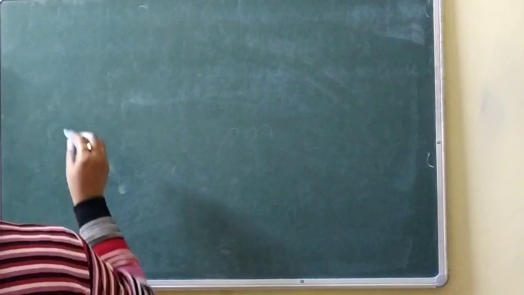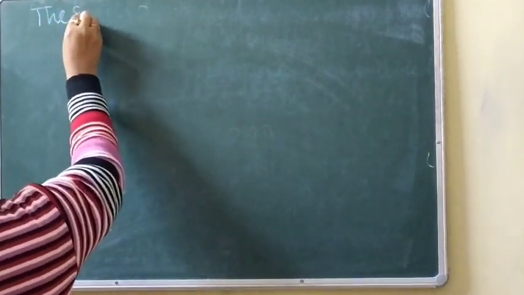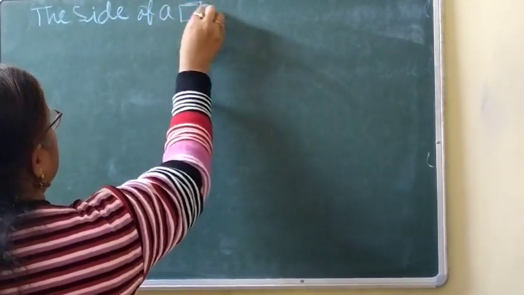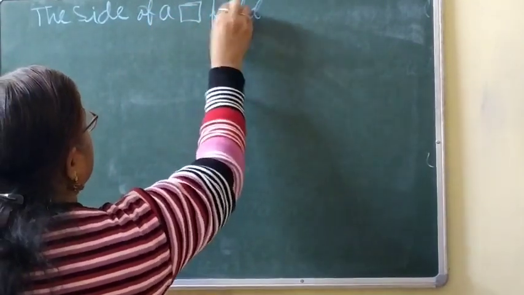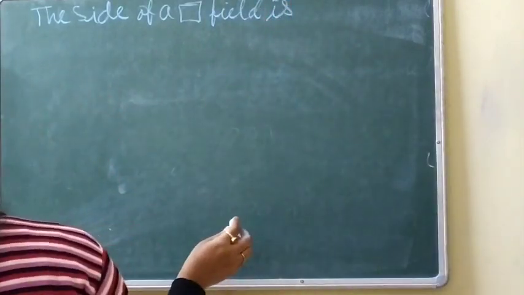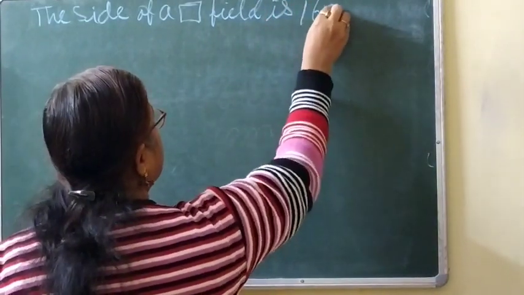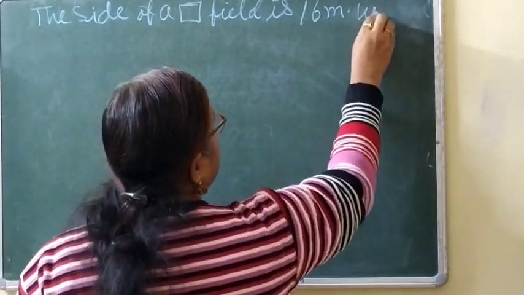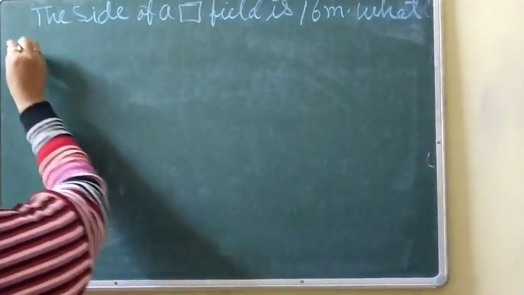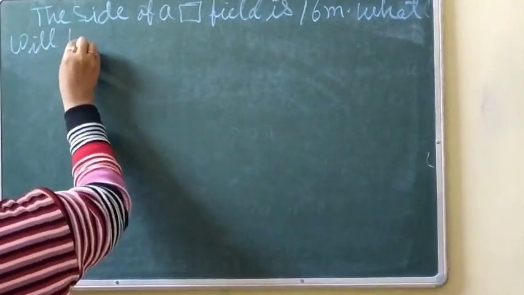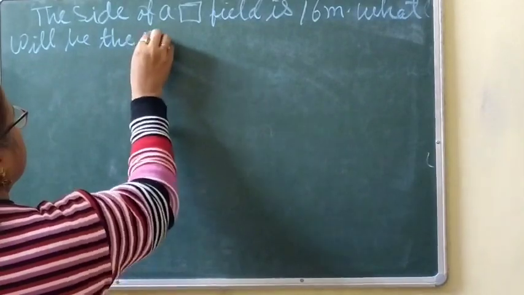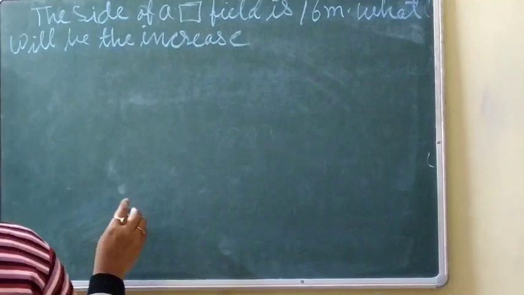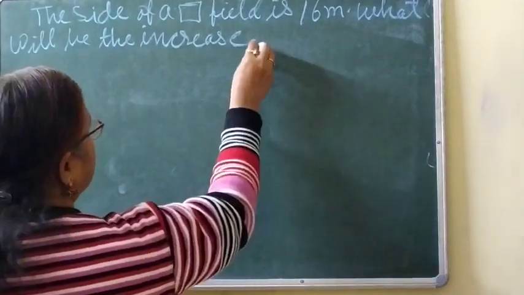The side of a square field is 16 meter. Okay. What will be the increase in its area?